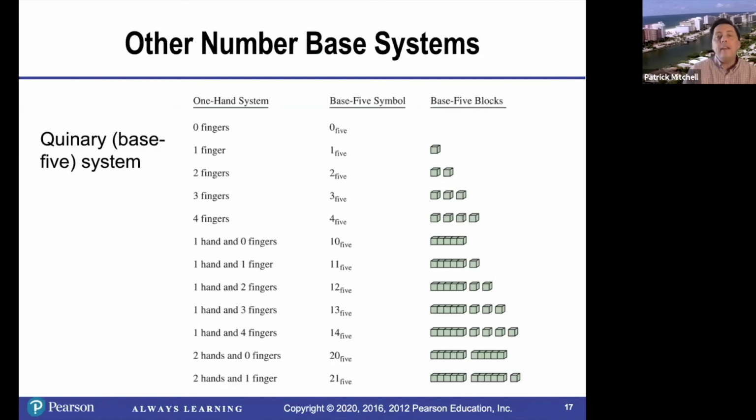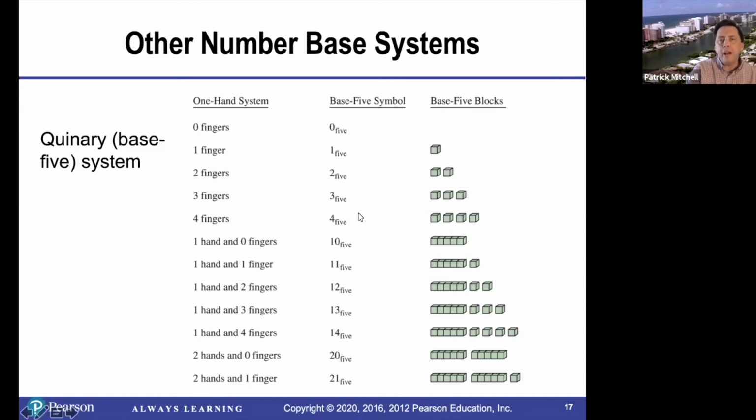All right. Now, it is thought that the reason we use a base 10 system is because we have 10 fingers. All right. But it's worth looking at other number base systems. For example, base 5, which is called quinary, is based on the concept of just doing all your counting on one hand. It only uses the numerals 0 through 4.